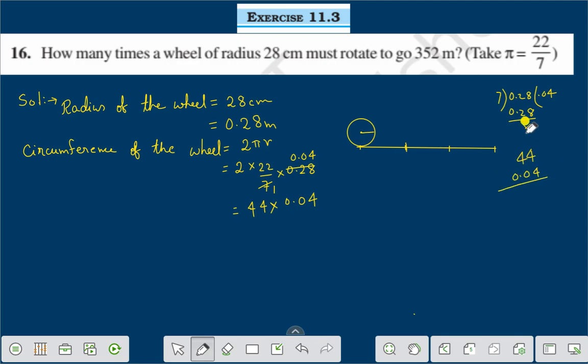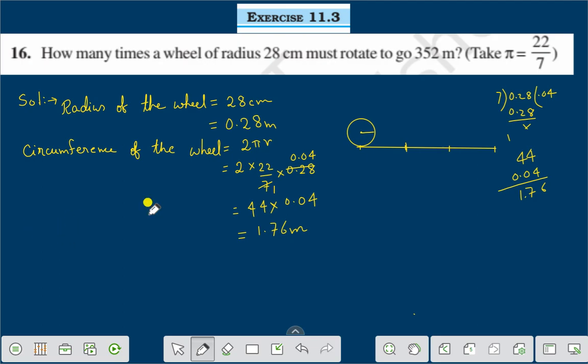Then we are getting 4 fours are 16, carry 1, it is 6. 4 fours are 16 plus 1 is 17, so 176, right? And the point is after 2 decimals, so it comes to 1.76 meter. That means the circumference of the wheel is 1.76 meter. That means in one rotation the wheel will go 1.76 meter, right?